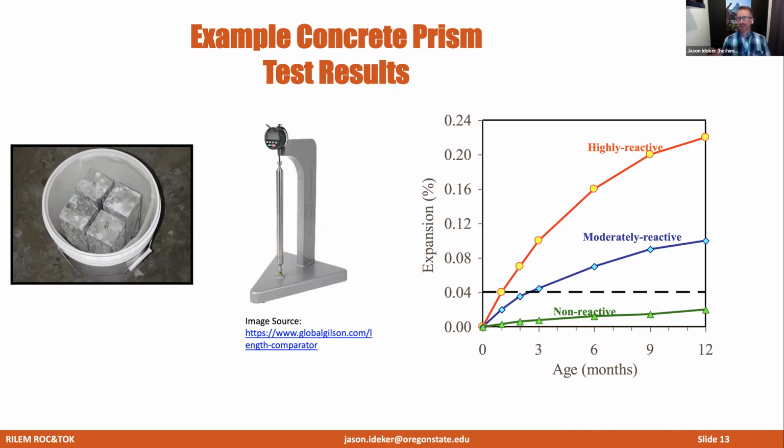In the case of the non-reactive line, perhaps it could be an aggregate. It may also be a combination of a reactive aggregate with a prevention option that we would be trying to assess in this particular test method.